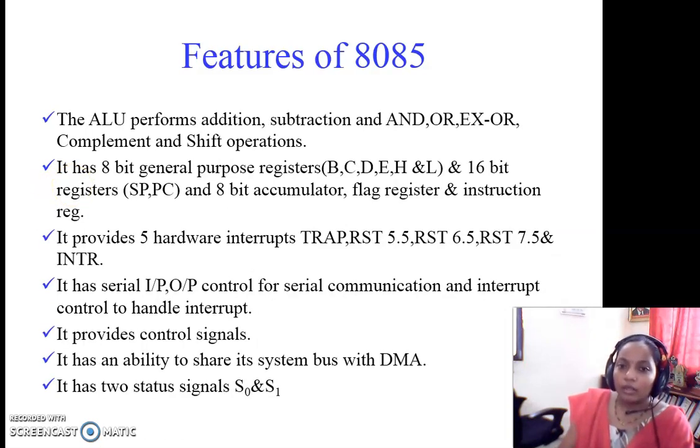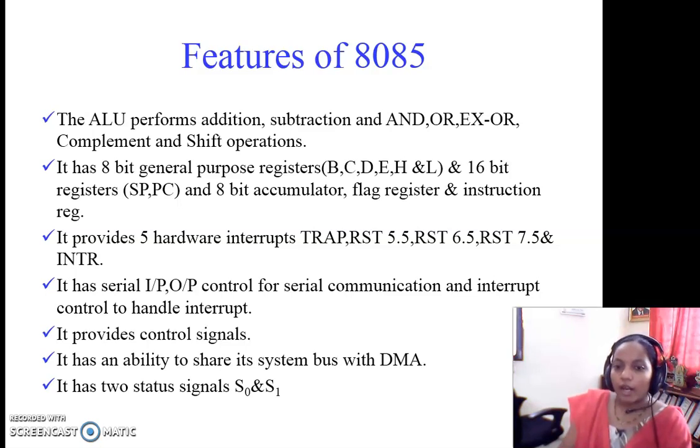As we know that in this 8085 an ALU is inserted. So the ALU performs addition, subtraction, ANDing, ORing, XORing operations. It has 8-bit general purpose registers, that are B, C, D, E, H, L. It also has 16-bit registers SP and PC, that are stack pointer and program counter. It also has an 8-bit accumulator, flag register and instruction register.